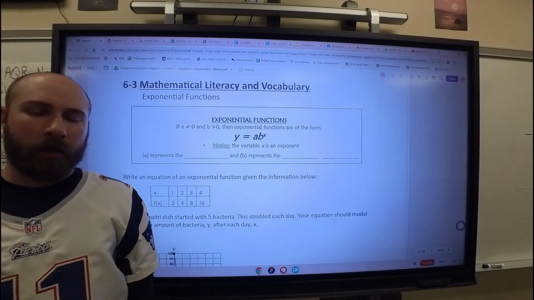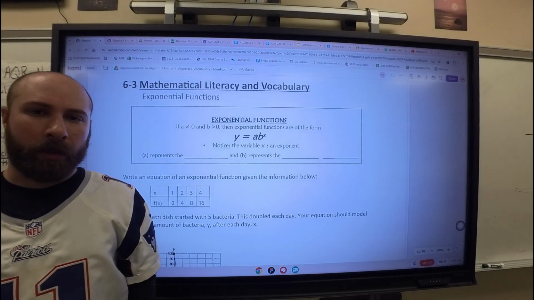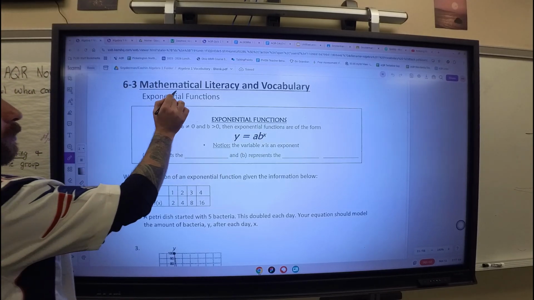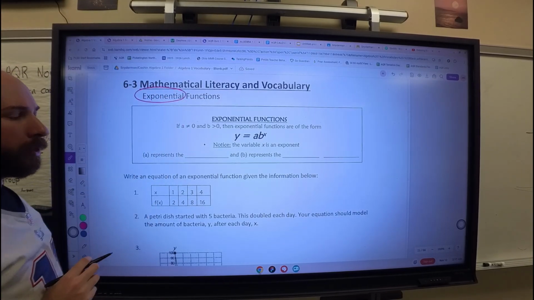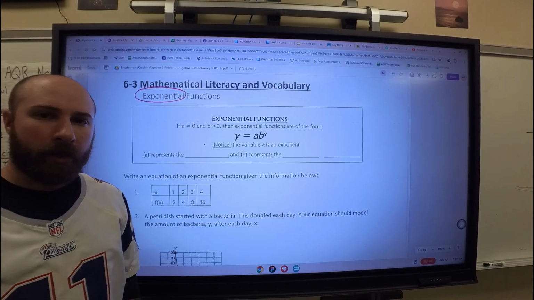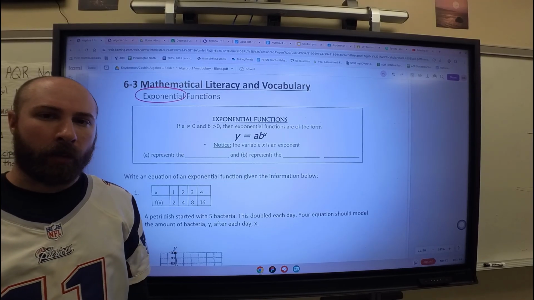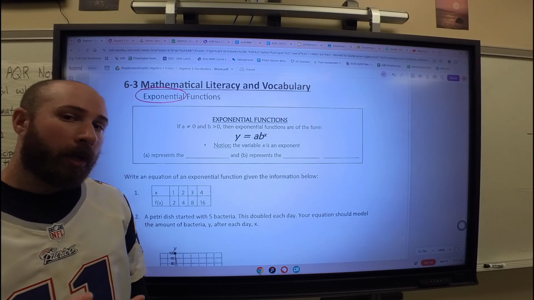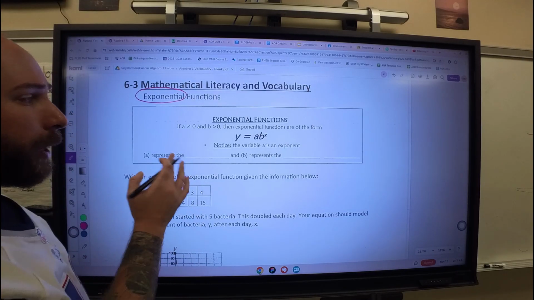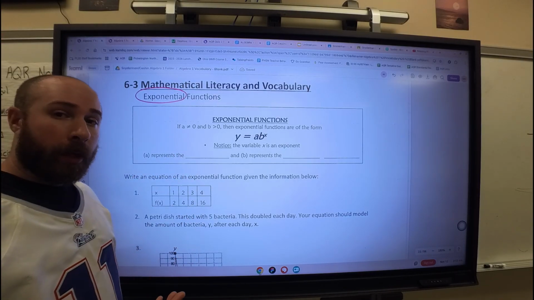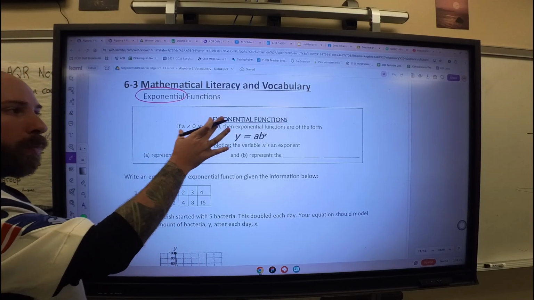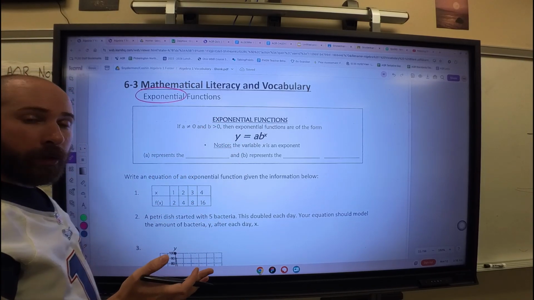Today we're starting Unit 6, and we're going to be on Section 6.3, which is dealing with exponential functions. Now, up to this point, every single function that we have dealt with has been a linear function, meaning when we graph it, we get a line. Well, with exponential functions, we don't get a line. We get a curve.